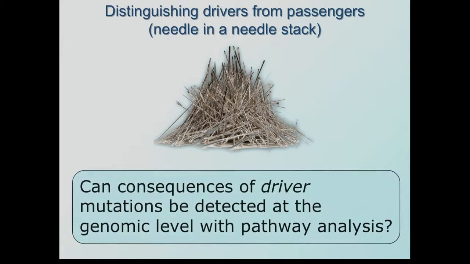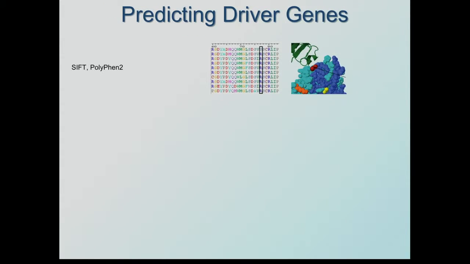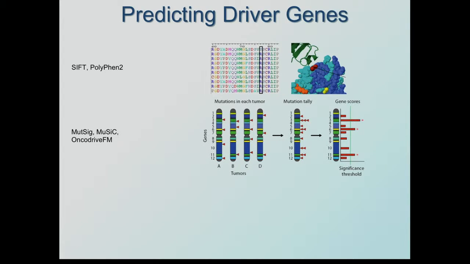And my group has worked on this, but many others have come before to work on predicting drivers from passengers and so forth to winnow down what are the important ones. So things that are classic methods for inferring the importance of variants, like I'm sure many of you have worked on, look at where the mutations happen in the protein structure, and if it's in a conserved area of the sequence, to figure out if it's important.